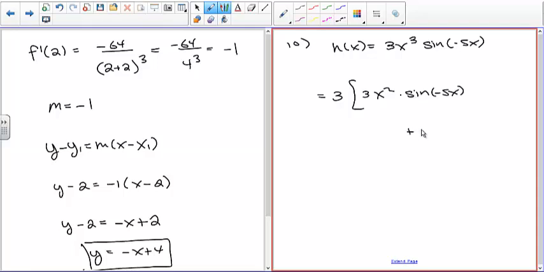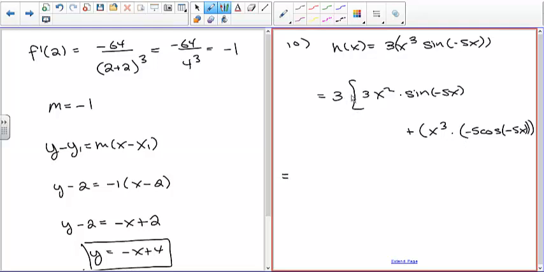plus, so I'm taking the derivative of this part because I got the 3 out front. Okay, so then you take the first term times the derivative of the second. Well, the derivative of the sine is the cosine, but you get this negative 5 because of the chain rule, so you get negative 5 cosine of negative 5x. Make sure I have enough parentheses here. And that's it. So I just need to clean it up.